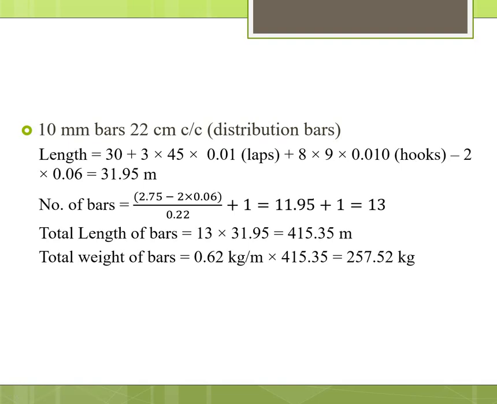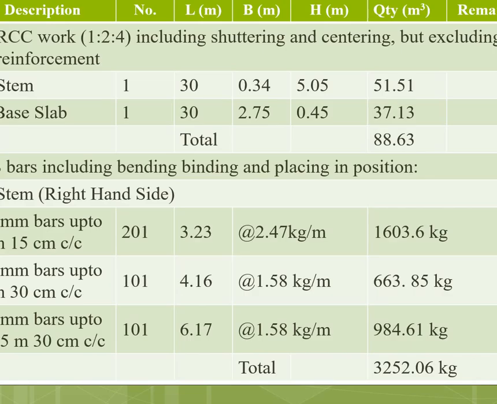and your total length will become 31.95. Number of bars, similar to the previous case, you have to find 2.75 minus 2 times the cover by center to center spacing of 22 centimeter. You'll get around 30 number of bars. The total length and the total weight of the bars you have to find like in the previous cases. After doing all this, you have to tabulate all these values.